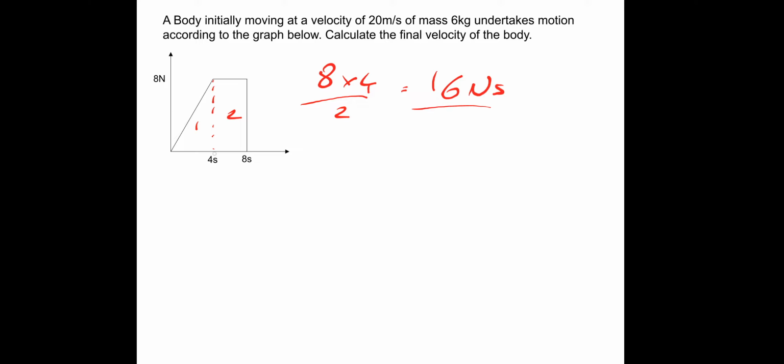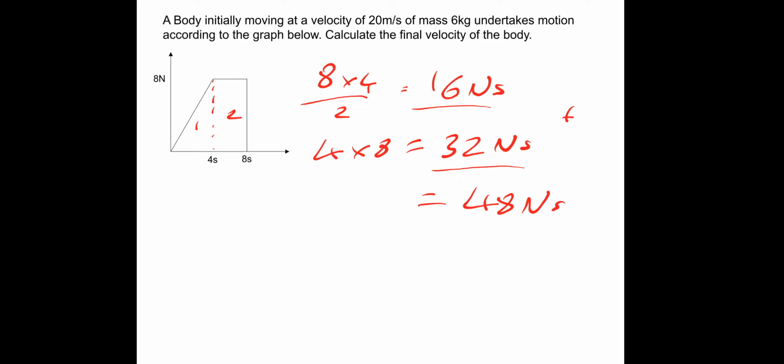And then we've got the rectangle, which is just 4 by 8, which is 32 newton seconds. That gives a total of 48 newton seconds. So force times time is the impulse, which is equal to the change in momentum. So force times time is 48 equals, this time we've got an initial velocity and we want the final velocity, so we have to do mv minus mu.